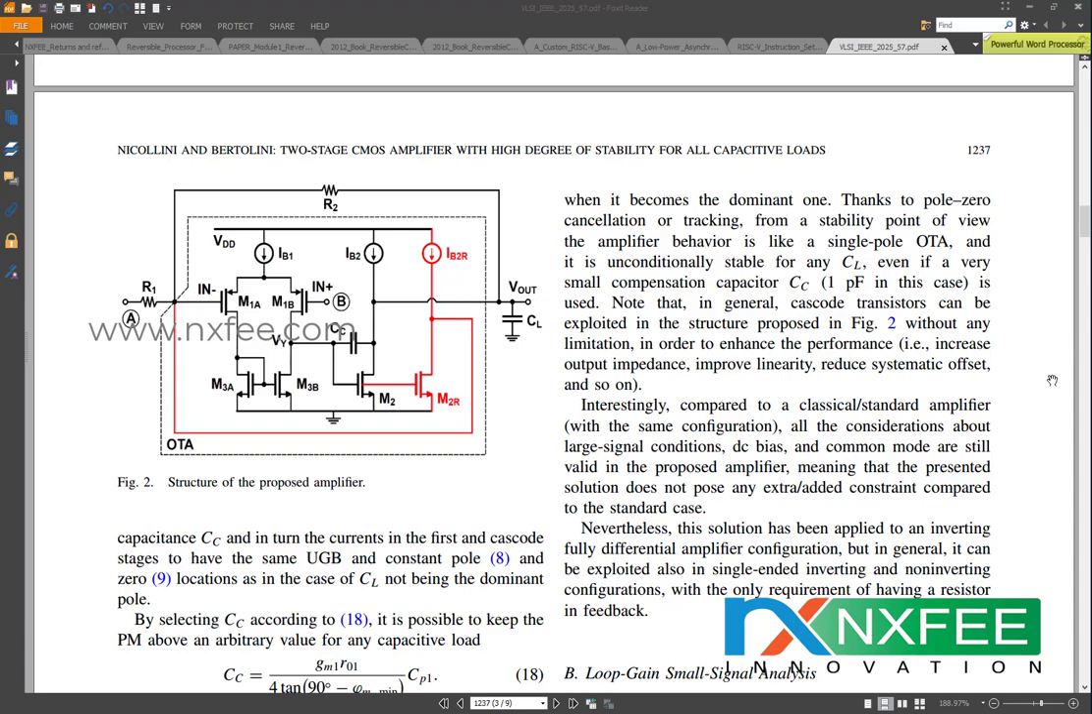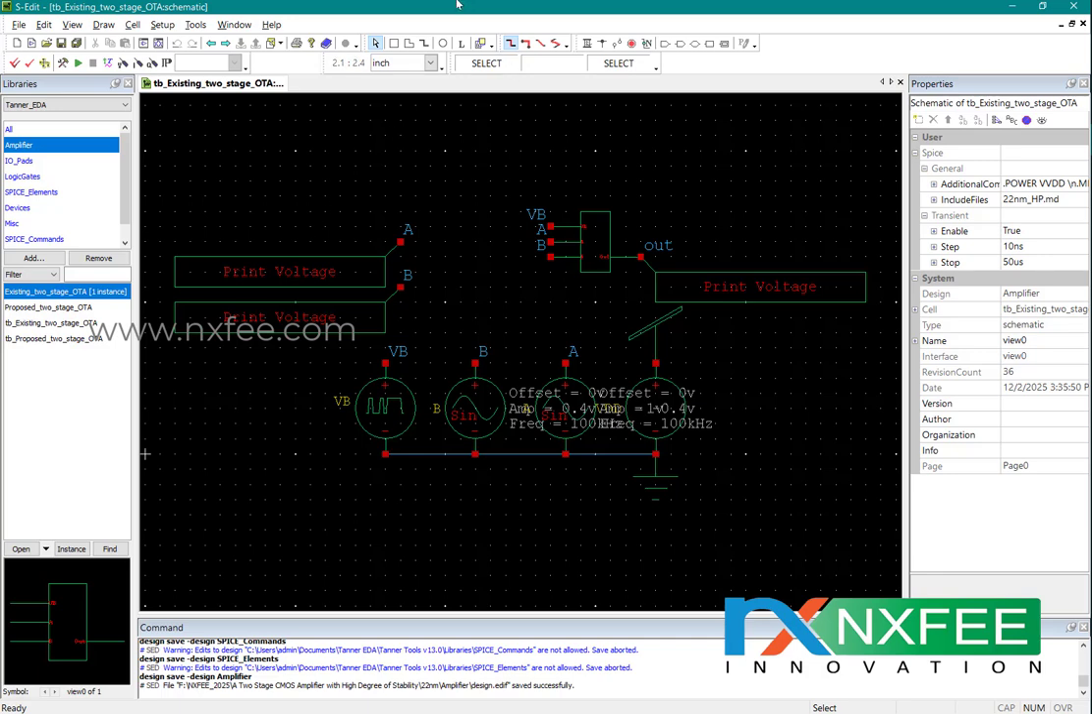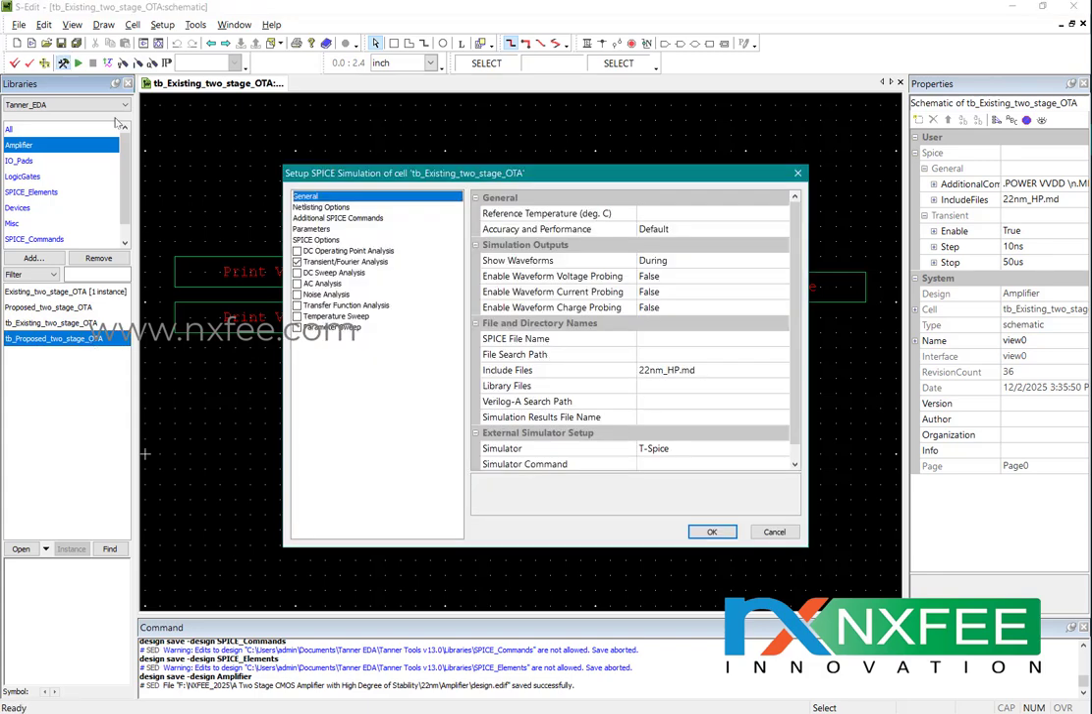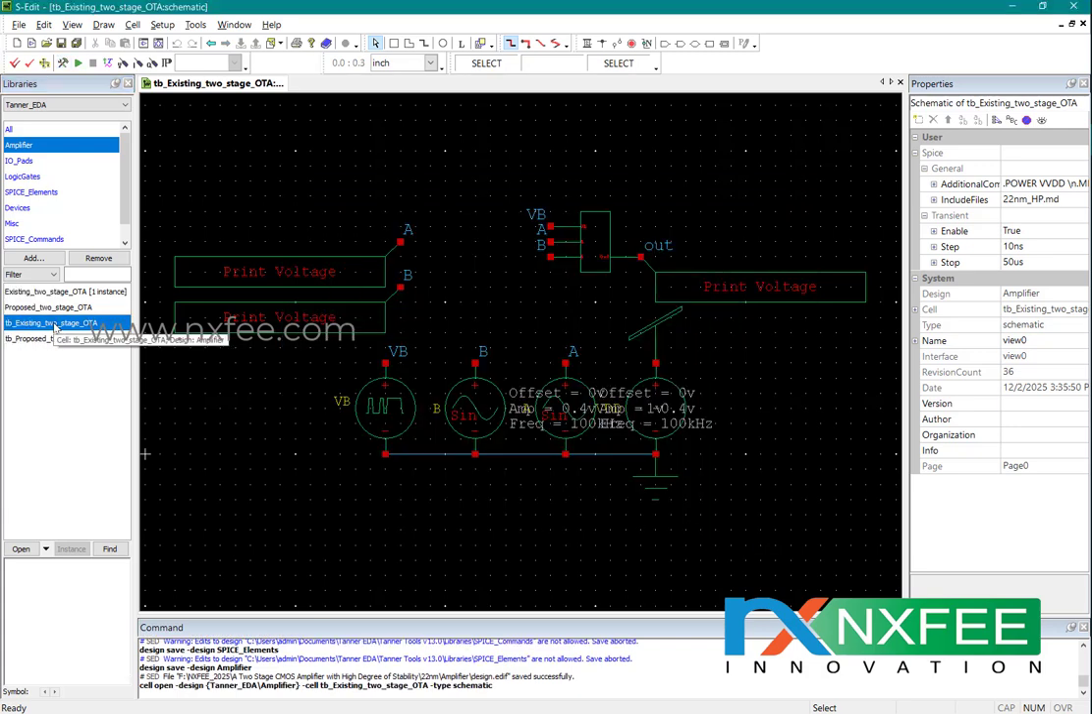Now we can verify the output in the Tanner EDA. This is a Tanner EDA design. Here we have developed two different architectures, one for the existing two-stage OTA and another for the proposed two-stage OTA. We have designed them in two different nodes, 22 nanometer and 45 nanometer. This design is done with 22 nanometer. We'll verify that. This is the existing architecture.